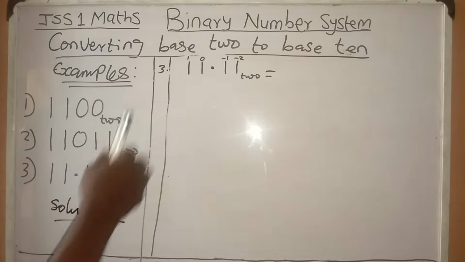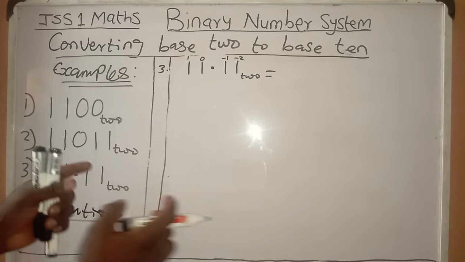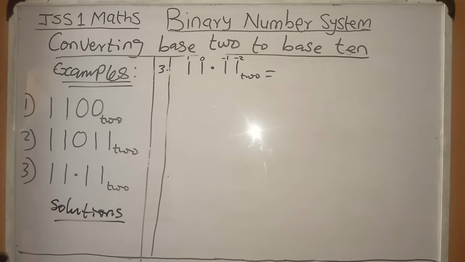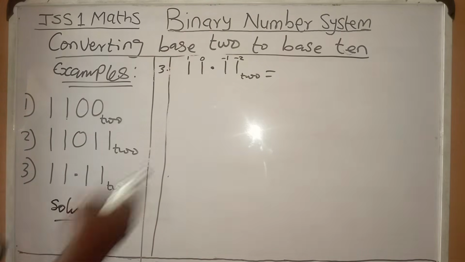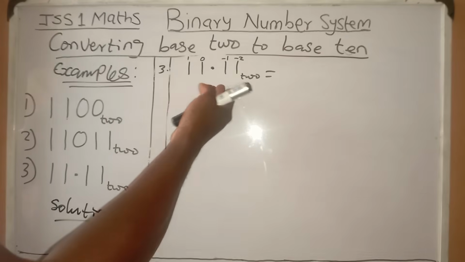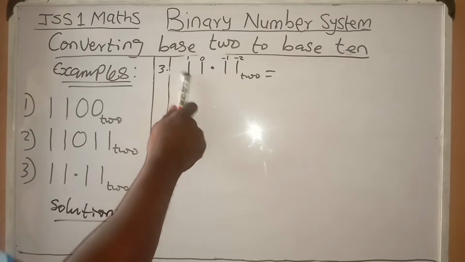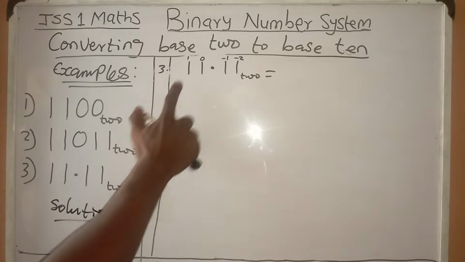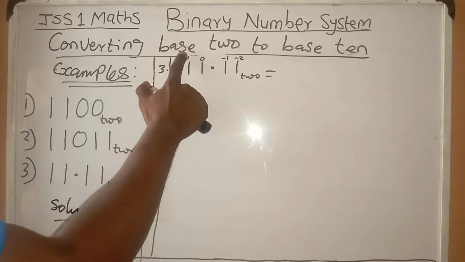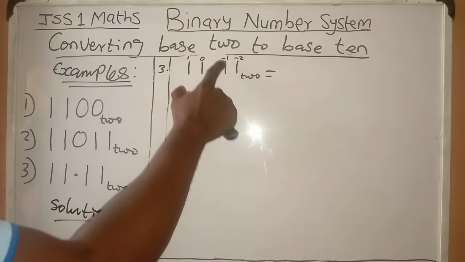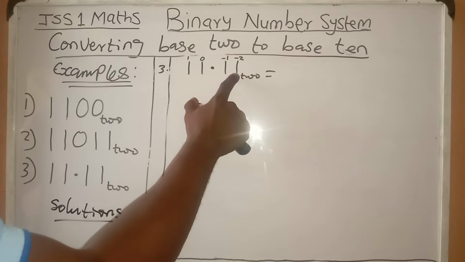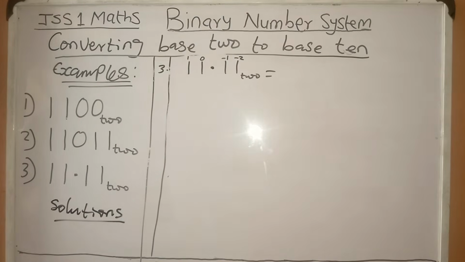Good. So now let's spell out the solution, just like the way we did number 1. Same method we used in number 1. That's still the same method we are going to use for this particular one. So let's pick them one by one. It's now going to be 1 times 2 raised to power 1 plus 1 times 2 raised to power 0 plus 1 times 2 raised to power minus 1 plus 1 times 2 raised to power minus 2. That's how we are going to arrange it.